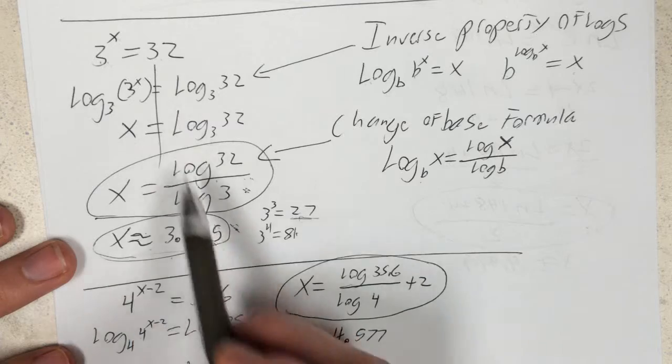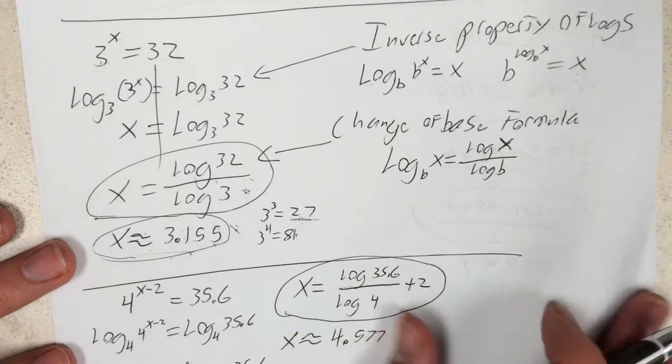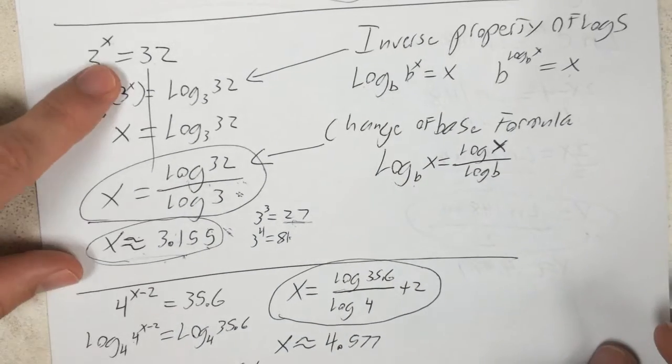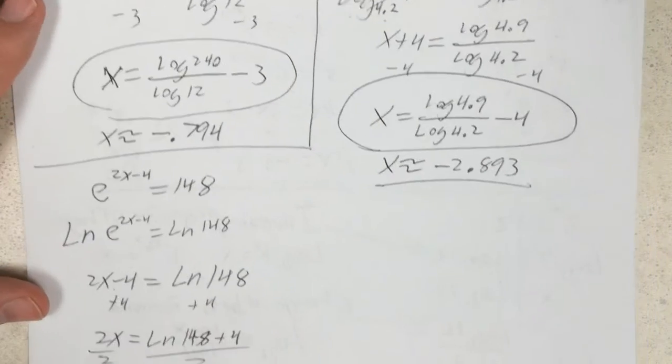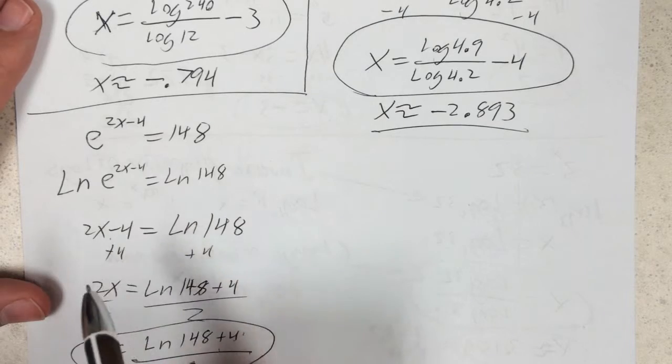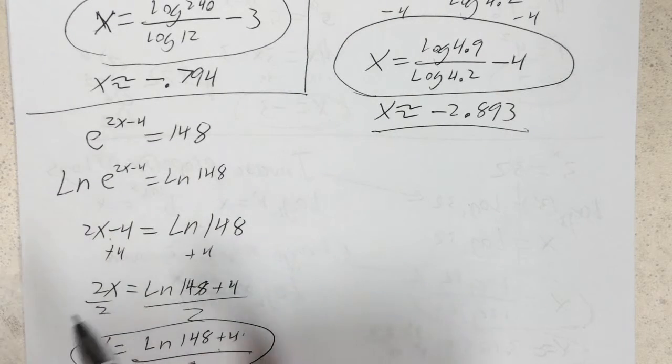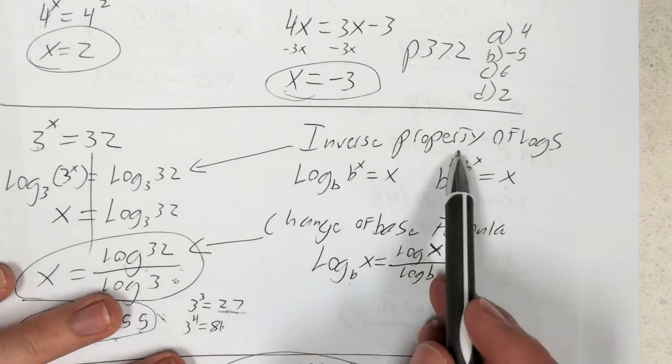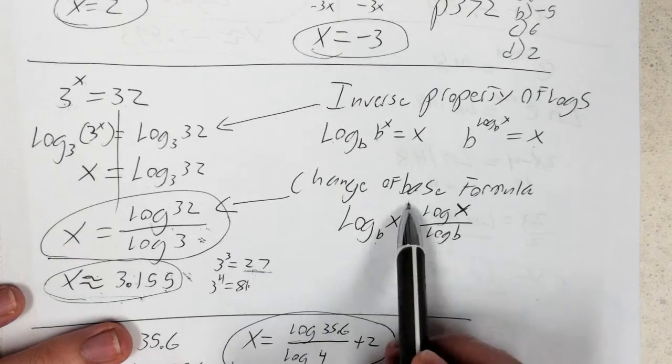And that was it from the very first problem. We just kept making it a little bit harder. Originally we had an x minus 2, and then 2x minus 4. So what was in there got a little bit more complicated, but in essence, it's the inverse property of logs, then change of base.